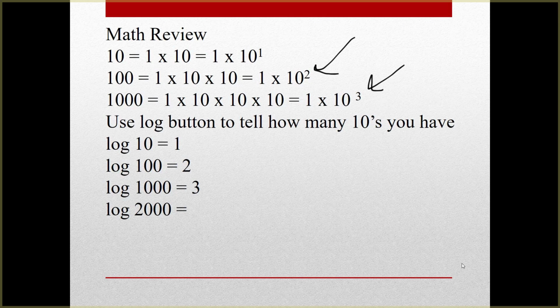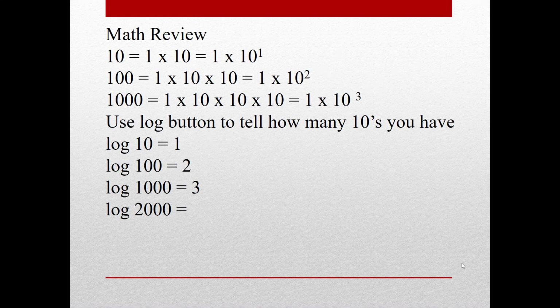So if you press the log button on each of those, it counts how many 10s there are. Let's look at if you had 2,000. You would be a little bit above 3, I think it's like 3.3. So again, you'd still have 3 10s, but you'd also have a fraction more. On ugly numbers like that, you would need a calculator to help you figure it out.